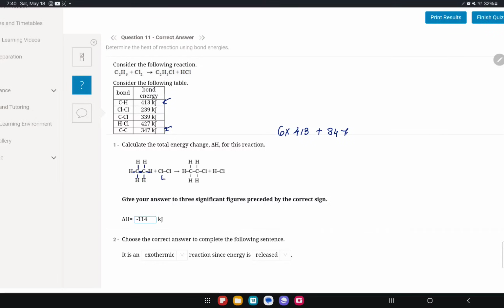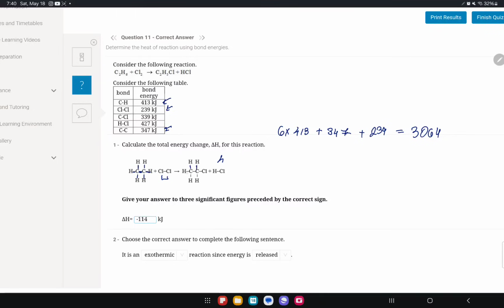Okay, you also have the Cl-Cl. Please don't forget that. Cl-Cl is 239. And this gets you, due to my calculator, 6 times 413 plus 347 plus 239. It's 3064. How about the products?